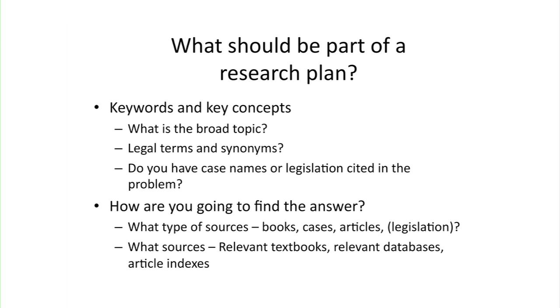You also need to start thinking about how you're actually going to find the answer. So what types of sources are you going to look at? Secondary sources, books, or primary sources, cases, legislation, articles, all these need to be thought about. So where are you going to find these types of sources? So what sources are you going to use? Relevant textbooks, relevant databases, article indexes, all these are useful when you're putting together your research plan.